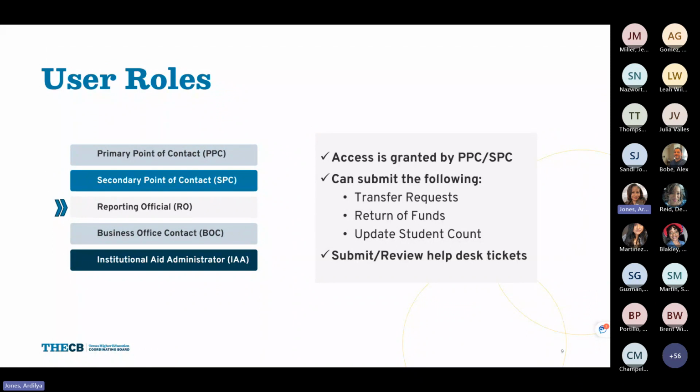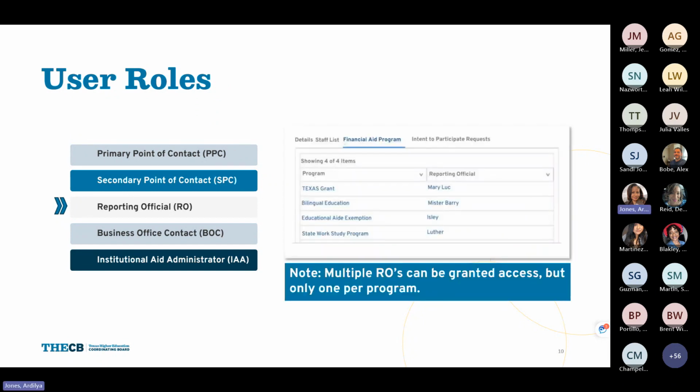The reporting official. Access is granted by the PPC and the SPC. They can submit transfer requests, return of funds, update student count, and also submit and review help desk tickets. Also note that multiple reporting officials can be granted access, but only one per program.